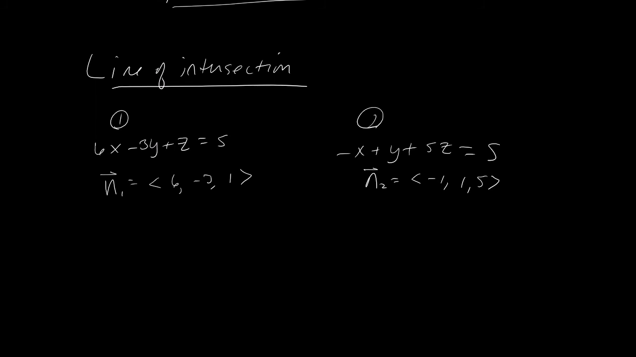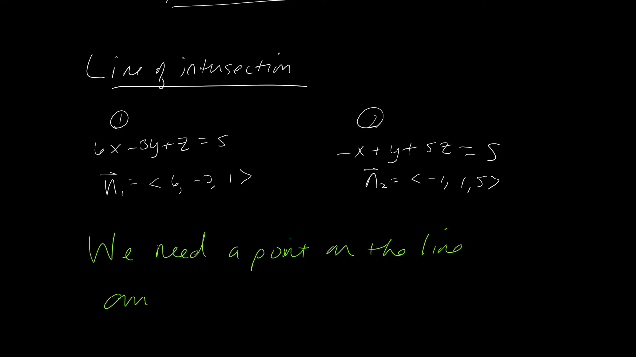Okay, and we have to figure out what is the line of intersection. Well, in order to give the parametric representation of that line, we have to have two things. We have to have a point and we have to have a direction vector. So let me write that down. So we need a point on the line and a direction vector parallel to the line.